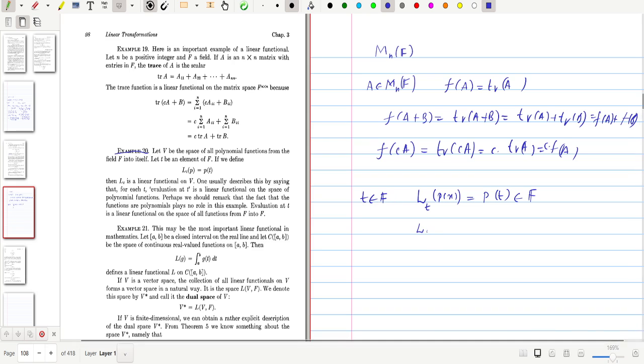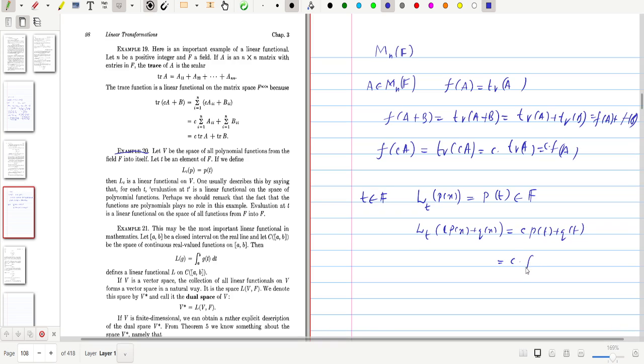So if we take L_t of c times p of x plus q of x, by definition this is c times p of t plus q of t. Consequently, this is c times L_t of p plus L_t of q. So this is another example of a linear functional from the set of all polynomials to the corresponding field.